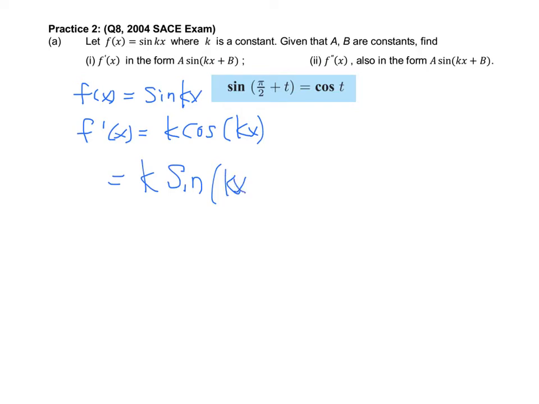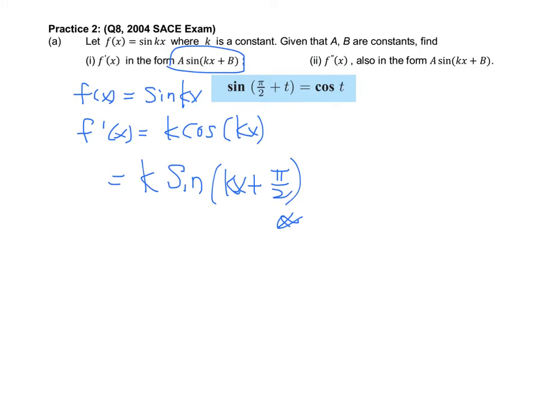I'll write the kx in the front, and so we have what is required of us to show that it's equal to a sine kx plus b, where in this case the a is k and the b is pi over 2. So now let us move on to part 2 and see what happens again.